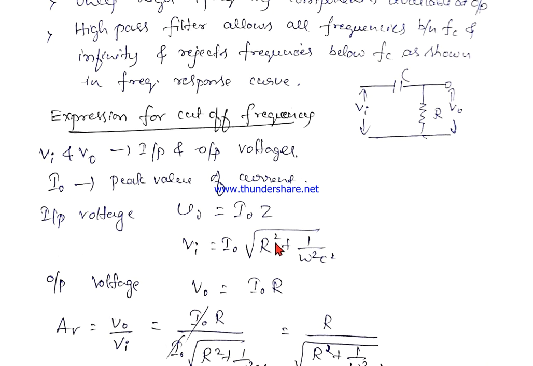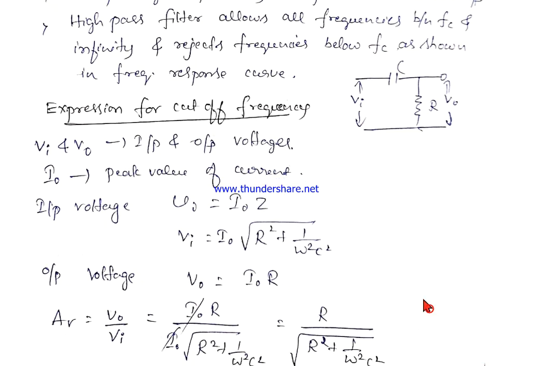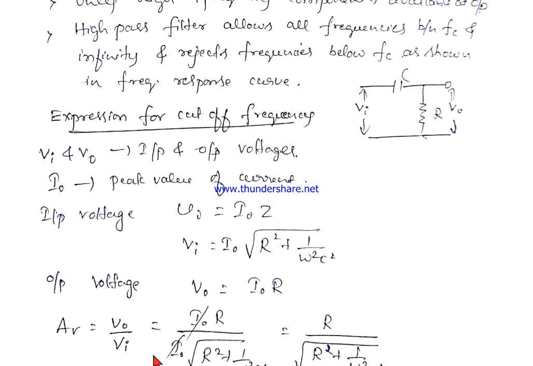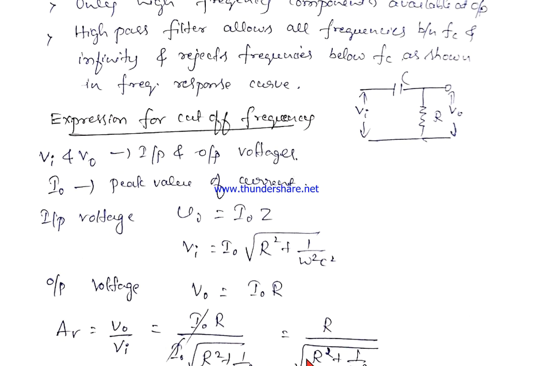So that is square root of R square plus 1 divided by omega square C square, and the output will be represented by V0 equal to I0 into R. So the voltage gain will be equal to V0 divided by Vi, where V0 is equal to I0 into R, and Vi is equal to I0 into Z, that is I0 times the square root of R square plus 1 by omega square C square. So I0 will get cancelled, and the remaining thing is R divided by square root of R square plus 1 by omega square C square.